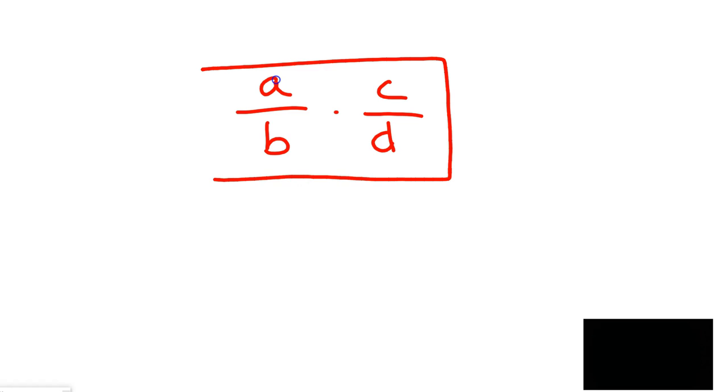Okay, so when you're multiplying fractions, you want to make sure you get your fractions into a format a over b times c over d. You can't multiply any other way right now than getting it into this format. This is very important. So we've been doing a lot of work with a over b times c over d.